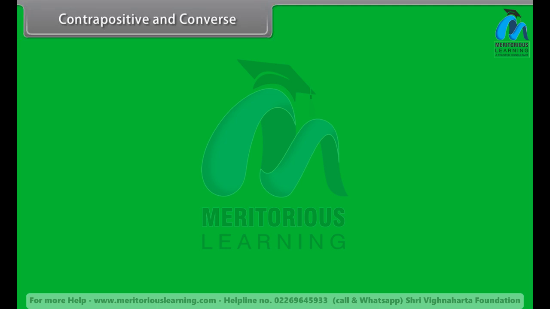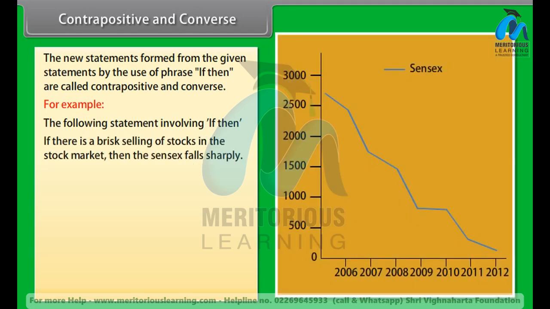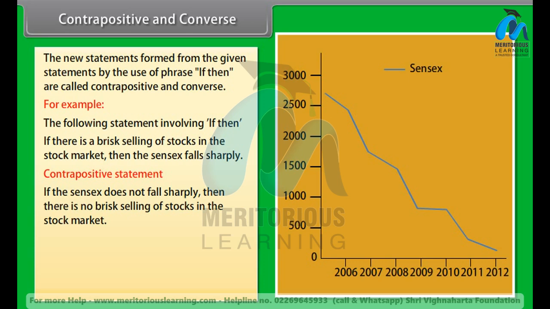Contrapositive and converse. The new statements formed from the given statements by the use of the phrase if-then are called contrapositive and converse. For example, the following statement involves if-then. If there is a brisk selling of stocks in the stock market, then the Sensex falls sharply. The contrapositive of the statement is, if the Sensex does not fall sharply, then there is no brisk selling of stocks in the stock market. Both the statements convey the same meaning.